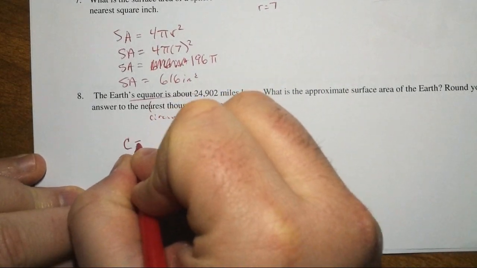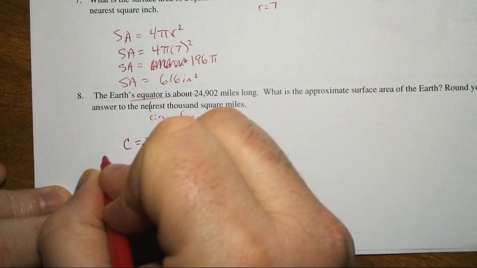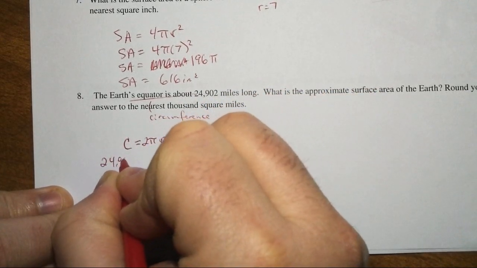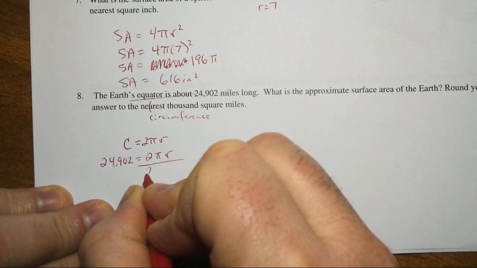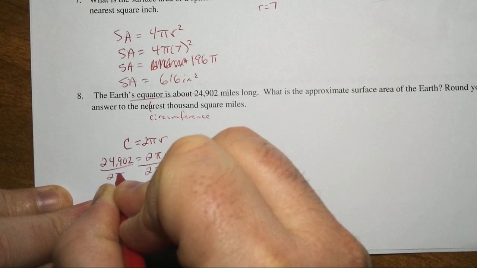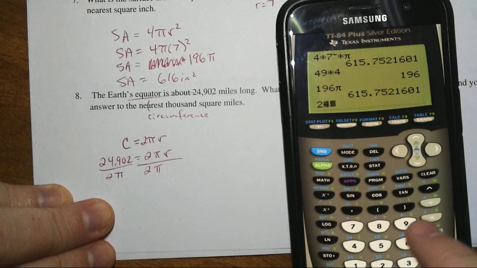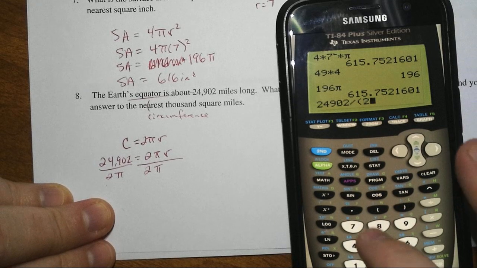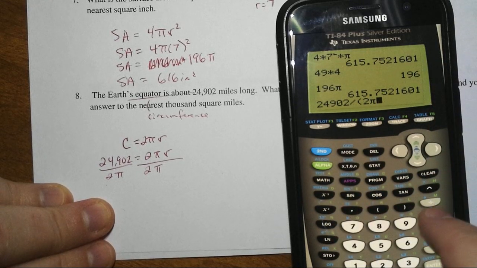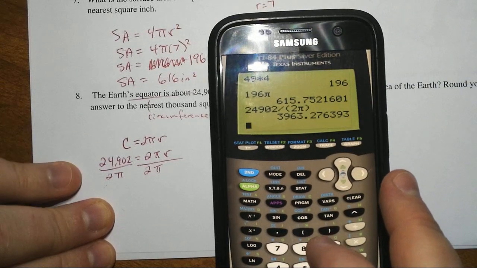So I'm going to start with circumference is equal to 2 pi r, and then we're going to plug that number in. So 24,902 is equal to 2 pi r. Here we want to get r by itself, so we'll divide by 2 pi. Remember, you can either use the fraction or make sure you use the parentheses here. So 24,902 divided by parentheses 2 pi. Close it out, hit enter. And I get this lovely number right there.